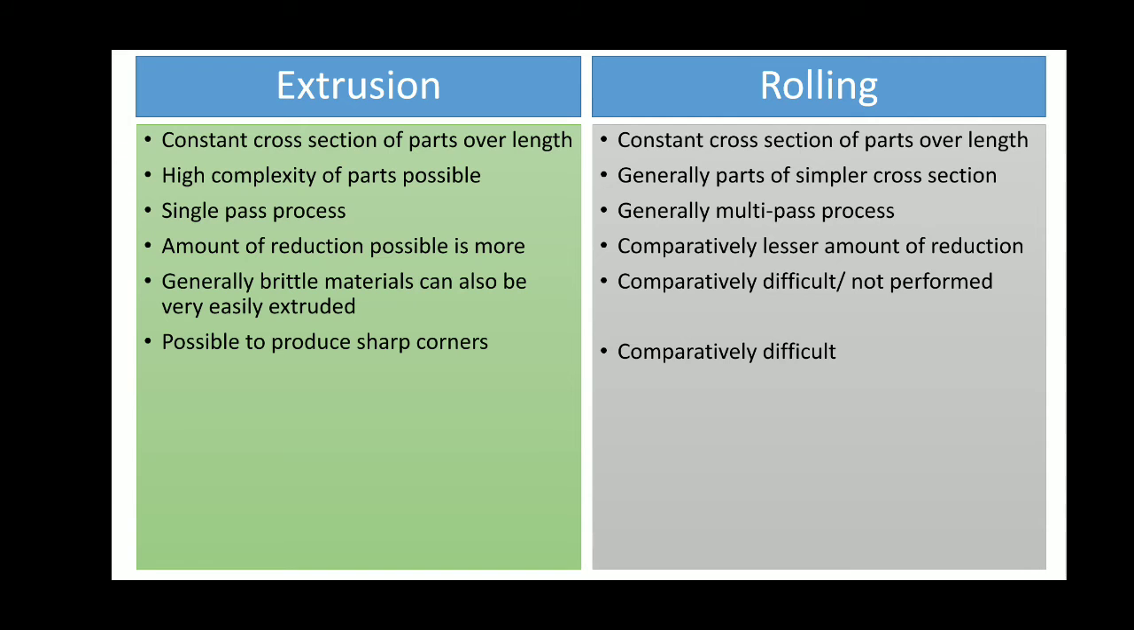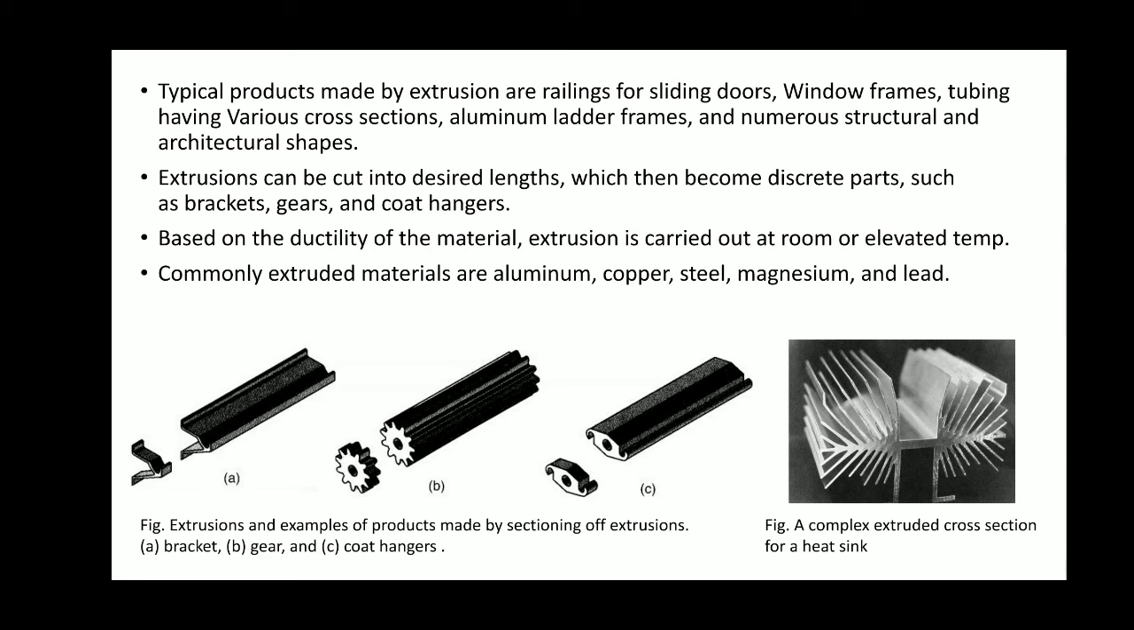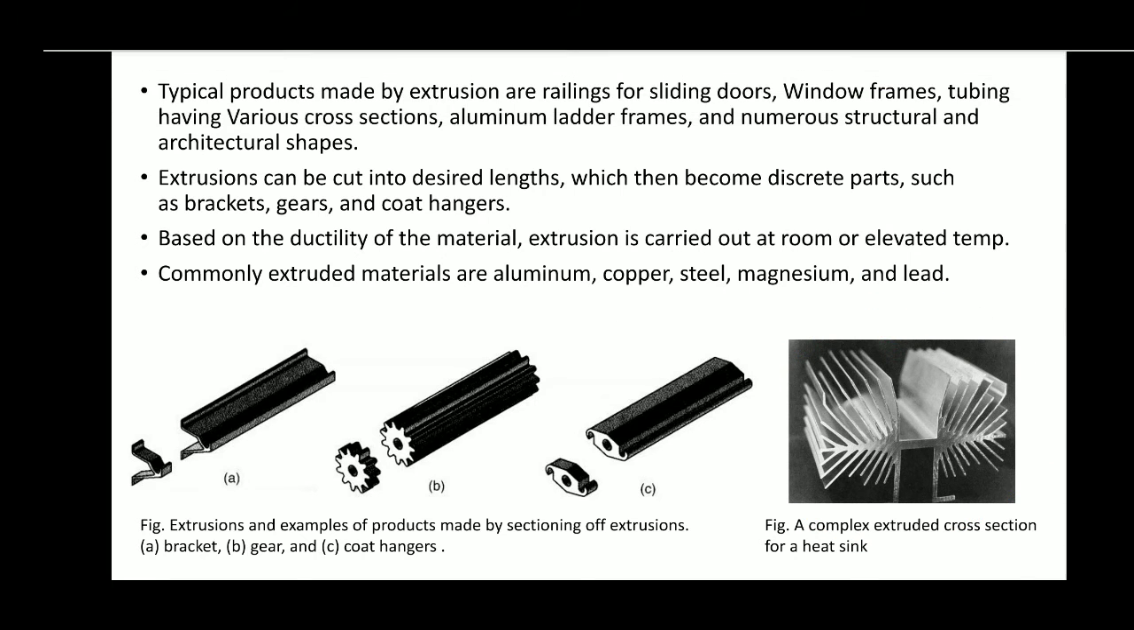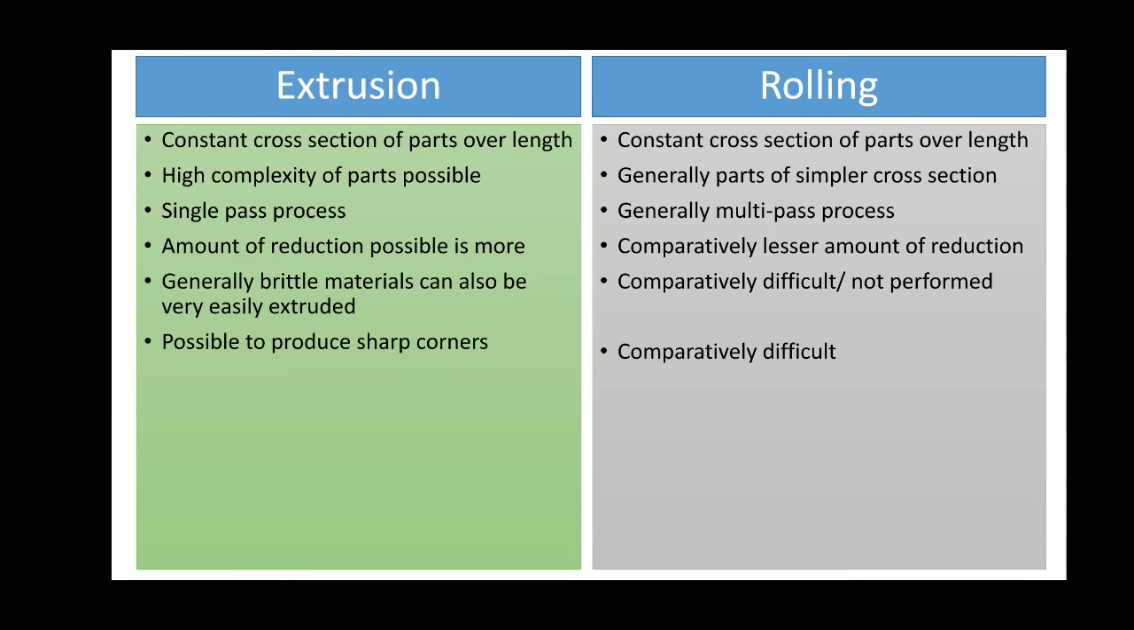As can be very easily seen from the previous example, getting sharp corners is very easy in the extrusion process, but getting sharp corners in the rolling process is comparatively difficult. So these are some of the comparisons between extrusion and rolling. You can see that there are similarities in the constant cross section achieved over the length, but you have also seen some dissimilarities.